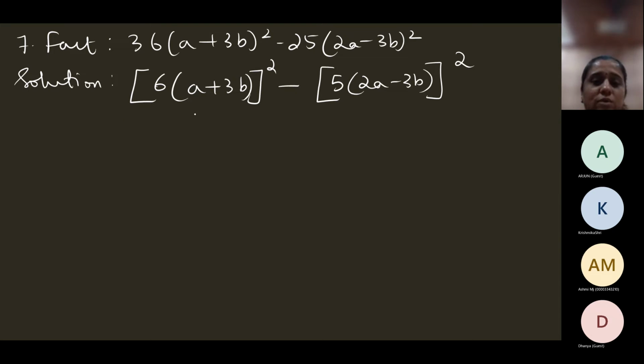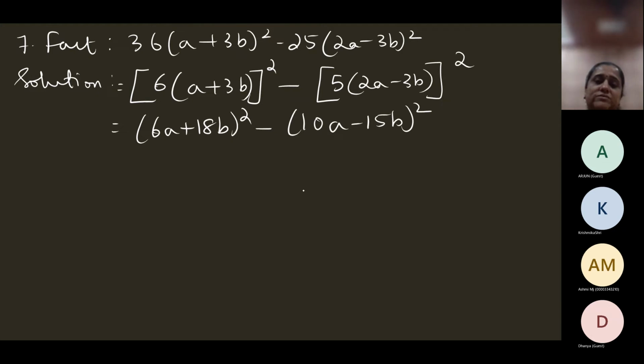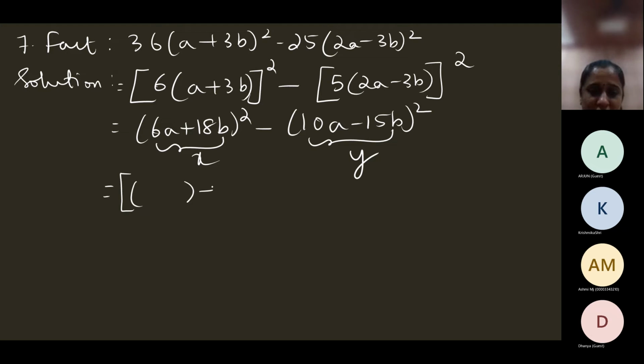So this is clearly of the form x square minus y square. You can even multiply this inside. Let's do that. So this will become 6A plus 18B the whole square minus 10A minus 15B the whole square. Now this is your x, this is your y. X square minus y square is what? X plus y into x minus y.